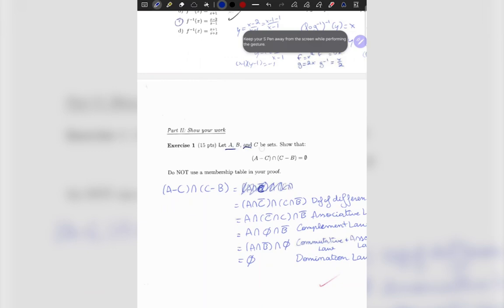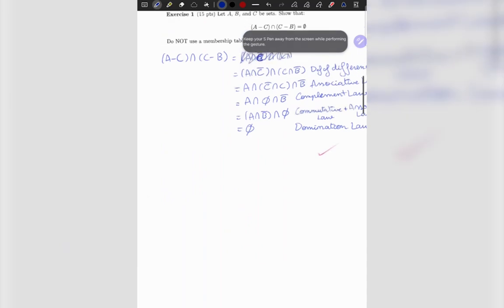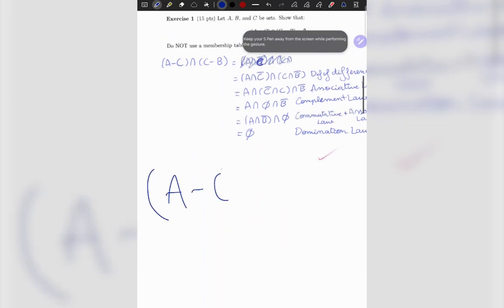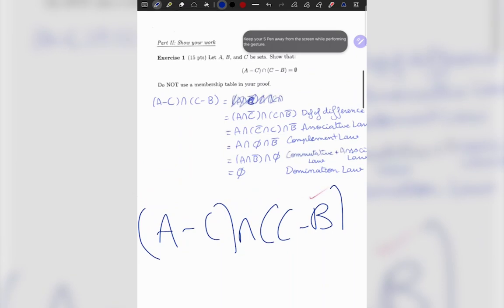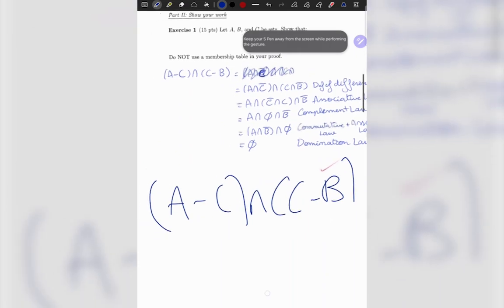Okay, so we have A, B, and C are sets. You want to show that this is null. Okay, so let's try to do this. It's A minus C intersect C minus B. Just looking at this, we can know that it's null.